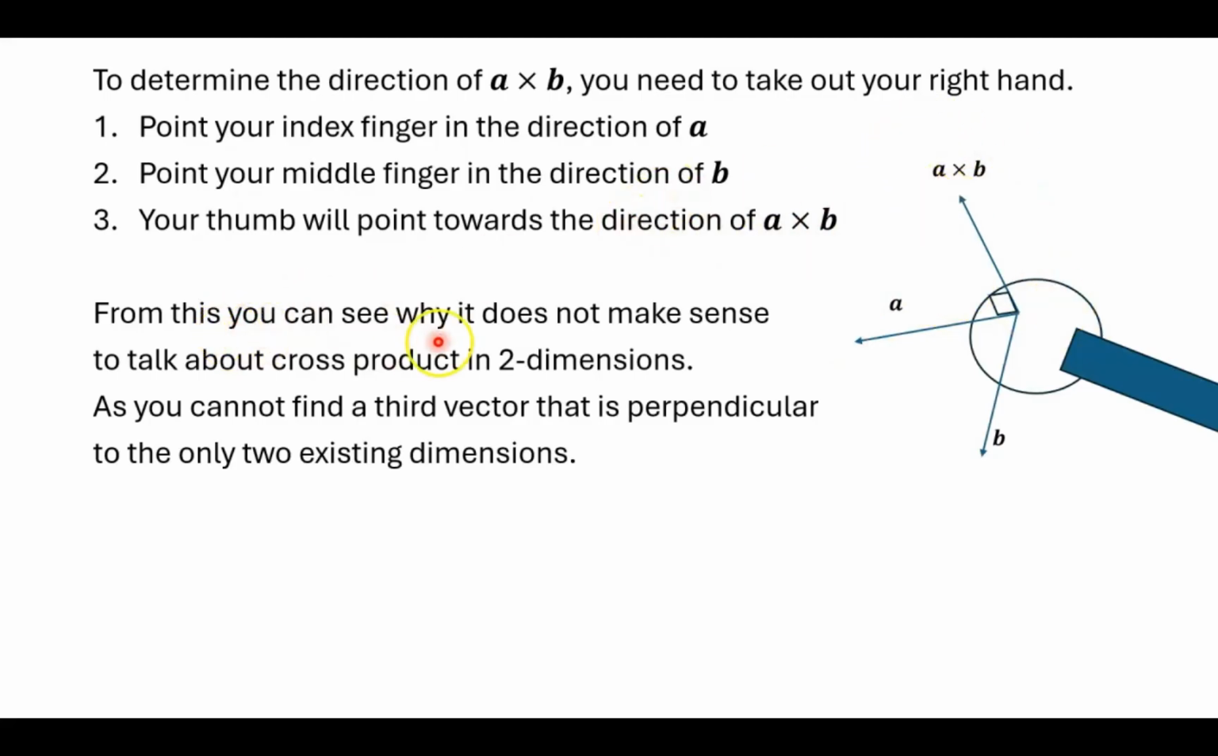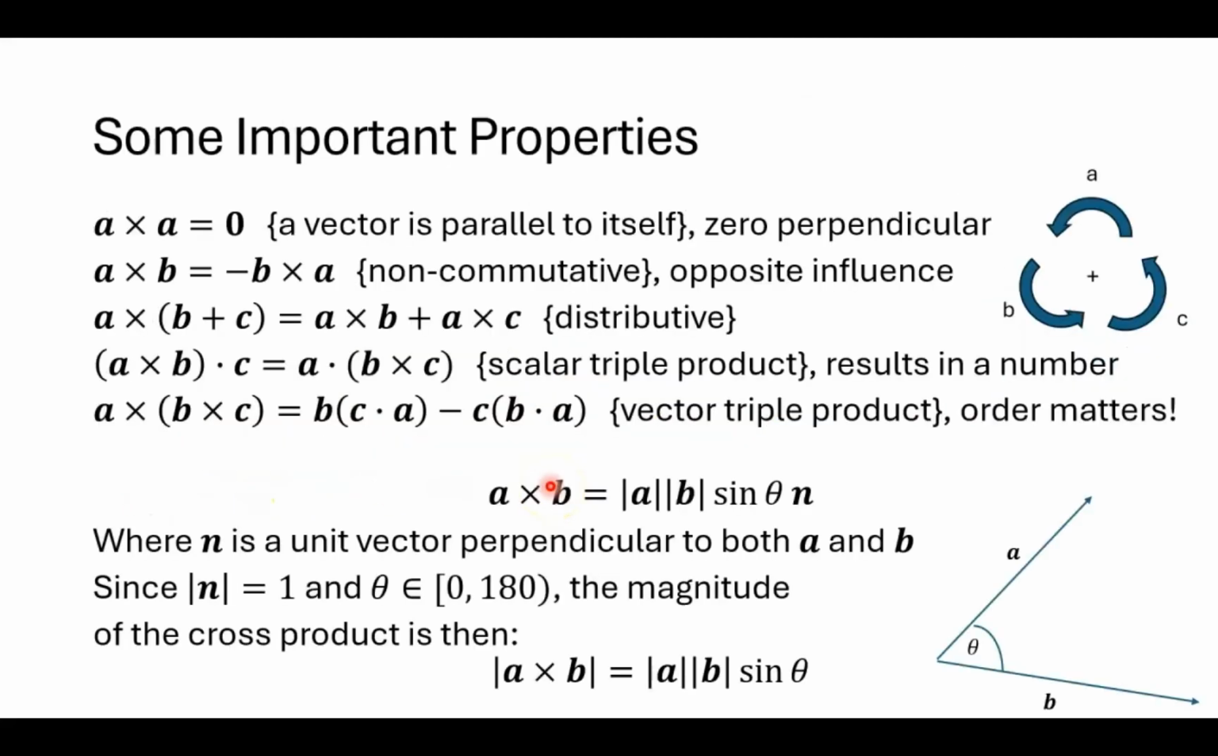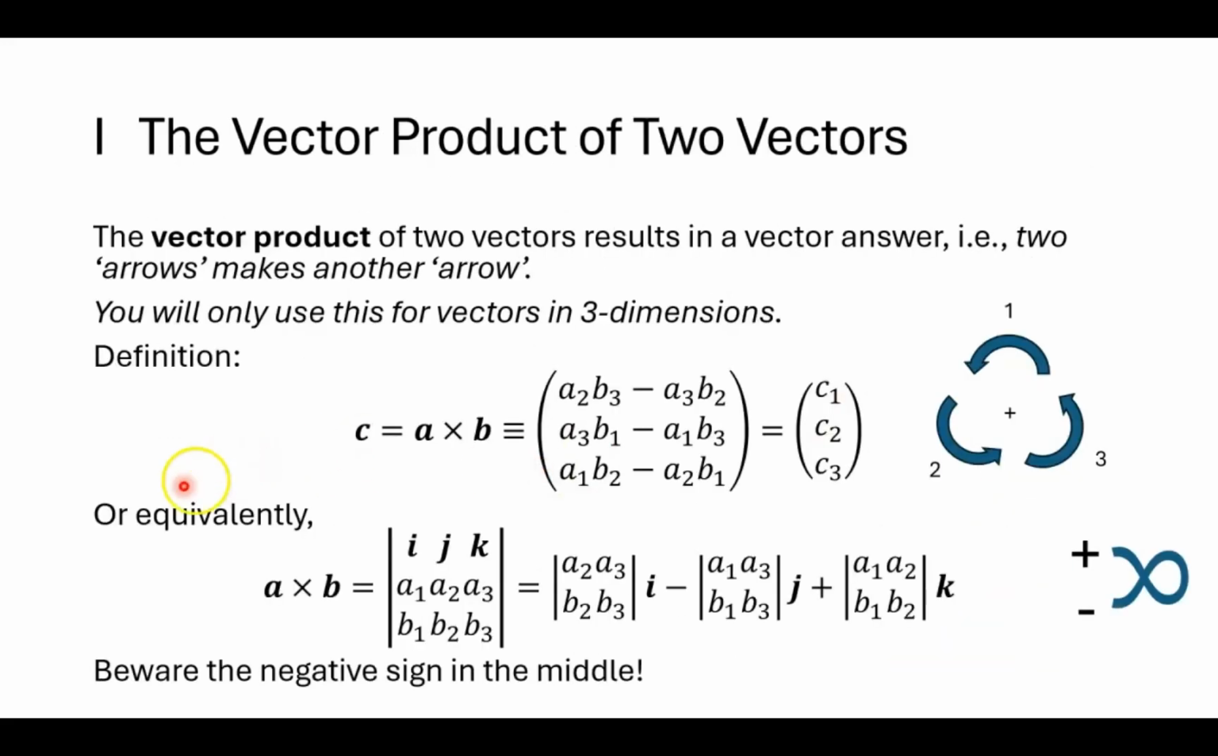And from this, you can see why it doesn't make sense to talk about the cross product in 2 dimensions, as you cannot find a third vector that is perpendicular to the only 2 existing dimensions. So here, you have a plane, and A and B live in this plane. If you only talk about 2 dimensions, you cannot do the cross product.